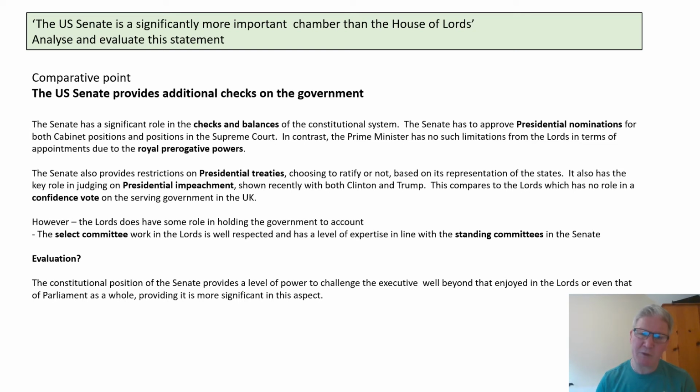However, you would want to say that the House of Lords does hold the government to account at times, and they do that through their select committee work. And this level of expertise is very much in line with the standing committees you would find in the Senate. So there's one point of comparison you can put forward there. However, if you're talking in terms of evaluation, you'd have to talk about the constitutional position of the Senate. A much greater level of power to challenge the executive, well beyond that enjoyed by the Lords.